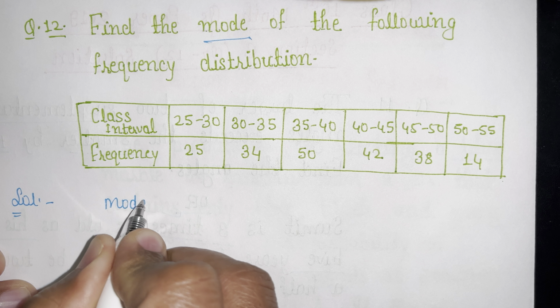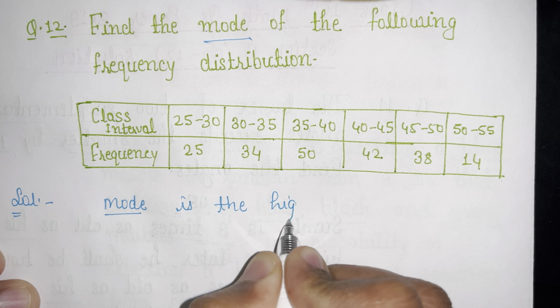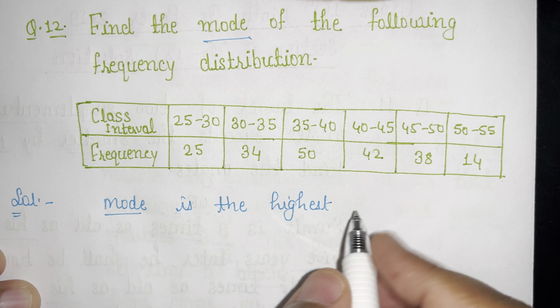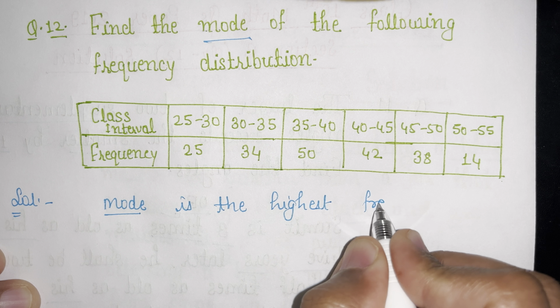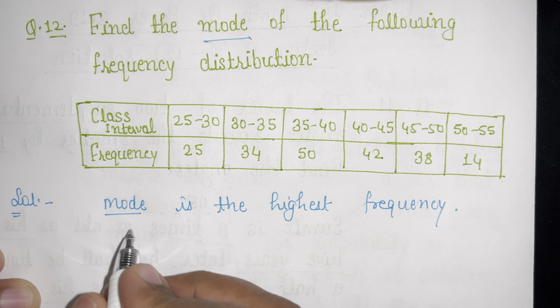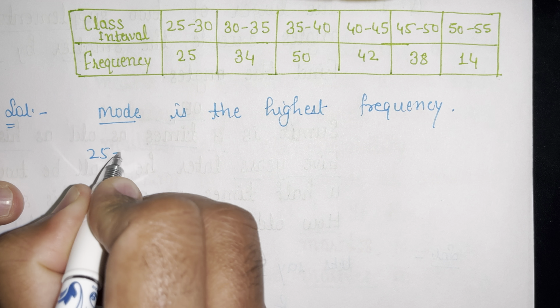So the mode of any frequency that is given, right? Mode is the highest frequency, basically, if you say it. To start the solution of this kind of questions, first you have to find the highest frequency in the given data set. Let me first write it down in an easy way. So this is what is given.